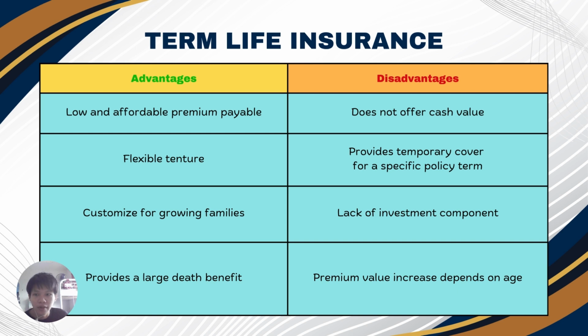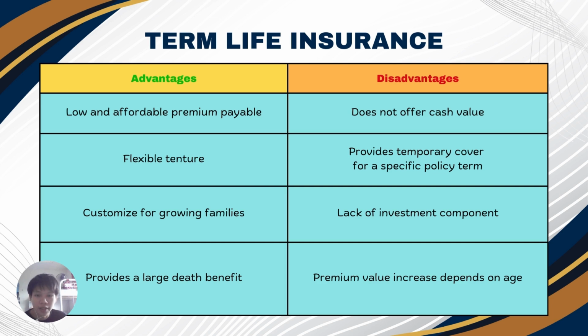This policy is also very suitable for growing families to maintain the coverage until the children reach adulthood. And this type of insurance provides a large death benefit at a relatively affordable cost that supports the financial needs of the beneficiary. Well, the main disadvantages of term life insurance are that it does not offer cash value that can be used while you are still alive. This insurance only provides temporary cover for a specific policy term, which means it will expire at the end of the term and can no longer be used.